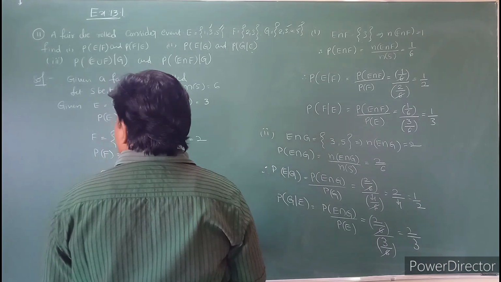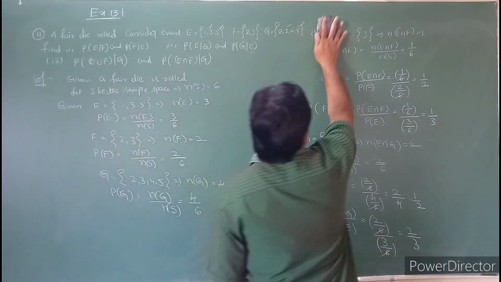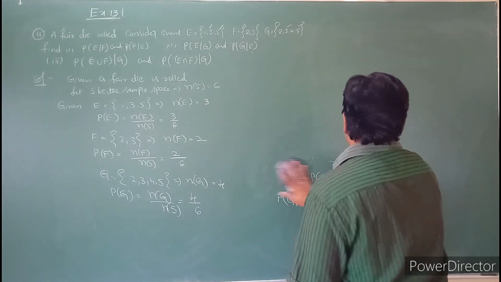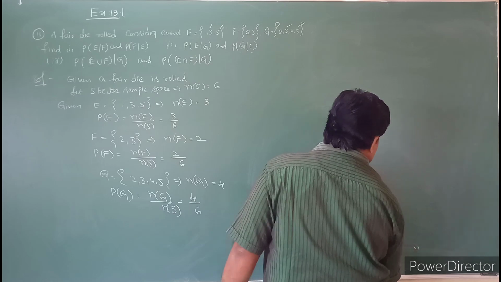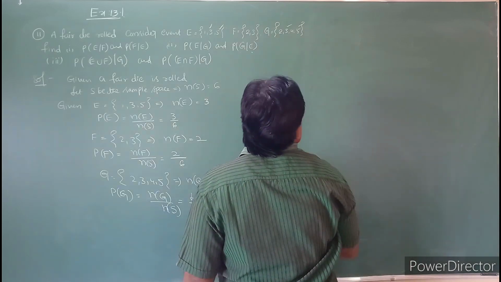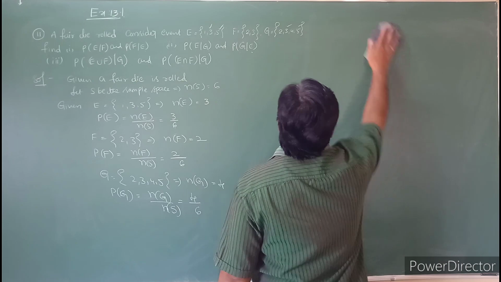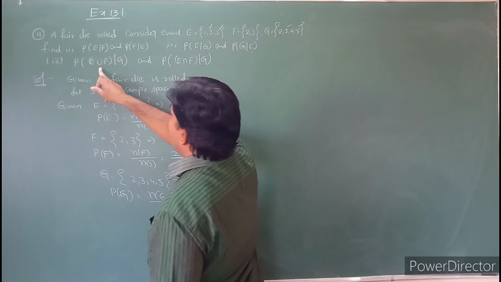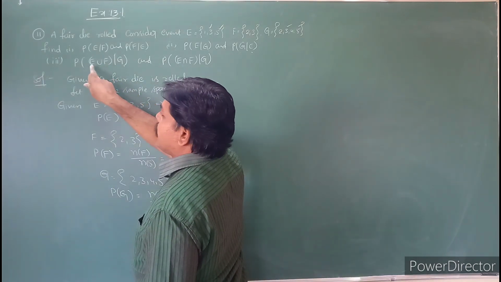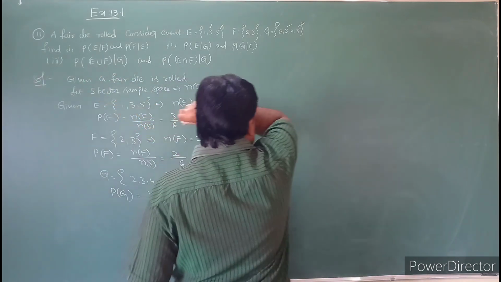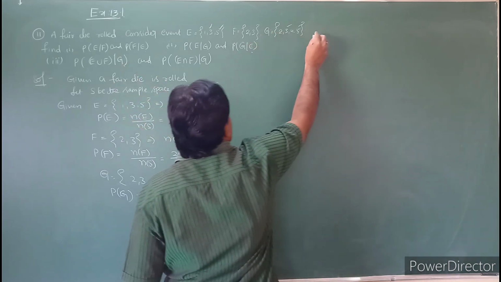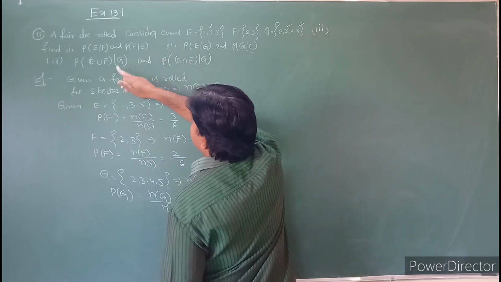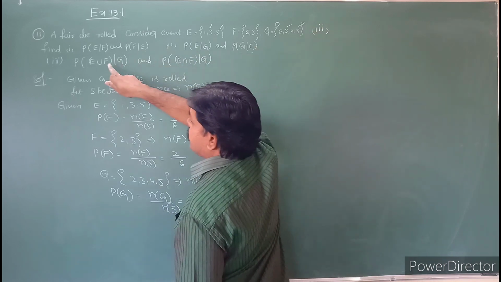And the last one we have to get. What is the last one? The third one. If you want to calculate this problem, first you have to calculate E union F given G. So first you want to calculate this value. Two cases are there, this one is different and this one is different. So first I will calculate this.